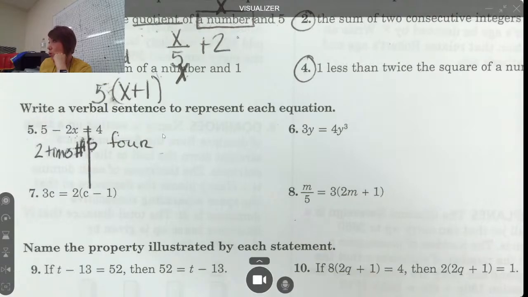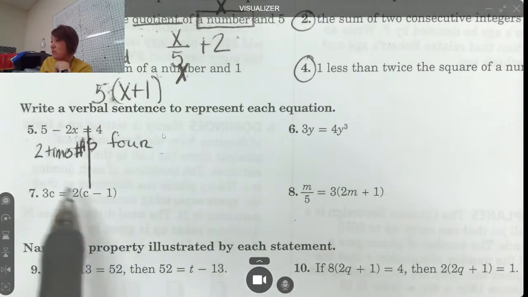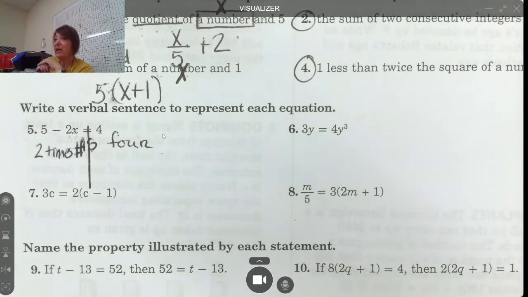So having said that, how would we say that? I already had it, but like you said that, I messed you up. I'm sorry. 2 less than 5. We could say 2 times a number less than 5. We could say that. What's an easier way to say it though?